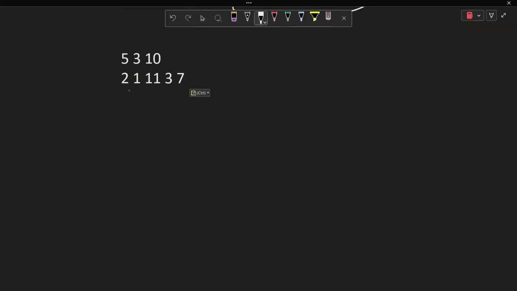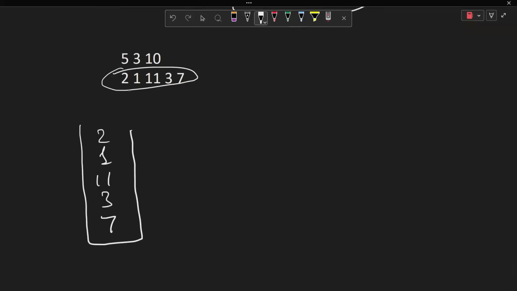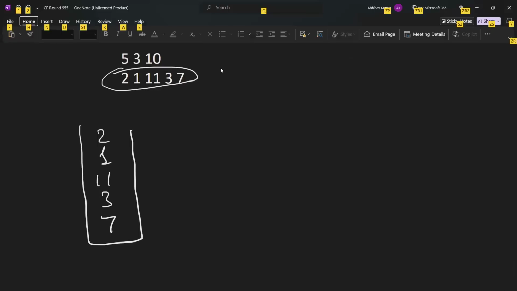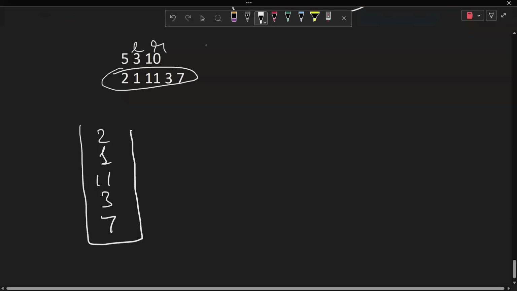Okay, so what we are given here is a deck of cards from top to bottom: 1, 2, 11, 3, 7. Like this, we have from top to bottom. Okay, this we are given. Now, what's also given is L and R. So this is our L, this is our R.